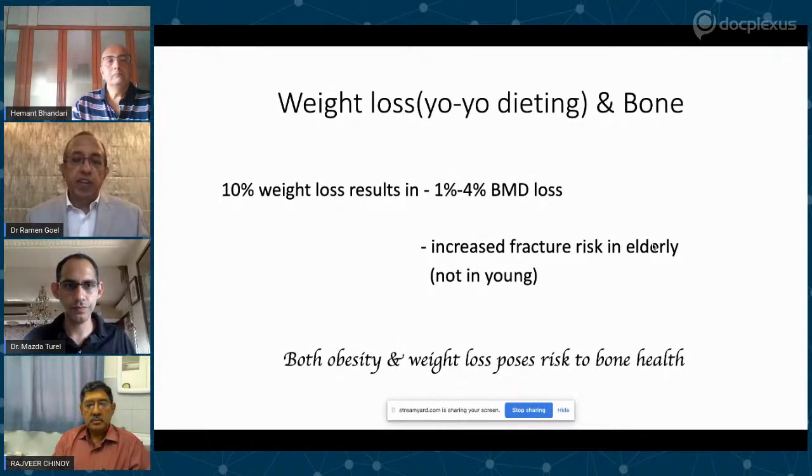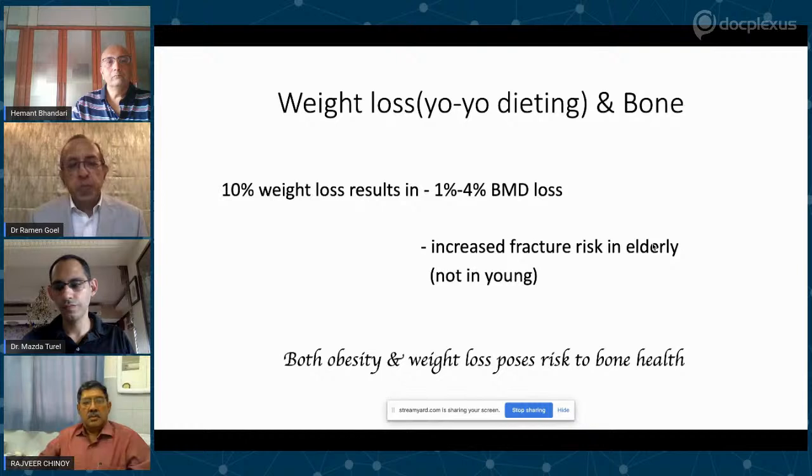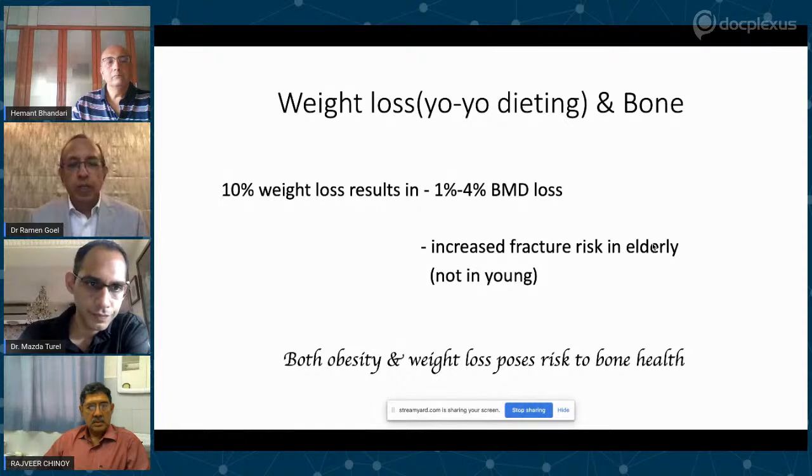So both obesity and weight loss are risk factors to bone health. And this is important to realize, that you need to have a homeostasis or maintain your weight in a healthy zone. And as the orthopedic surgeons, both of them are saying that try to exercise regularly so that the bones become strong. It's not about the muscle. So now this shows that there is an increased fracture risk in elderly when they have weight loss.